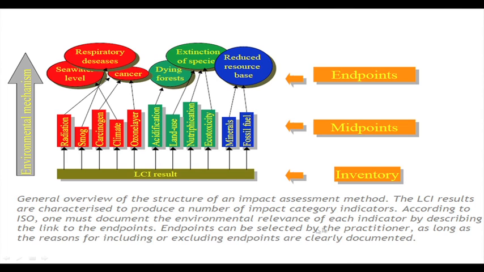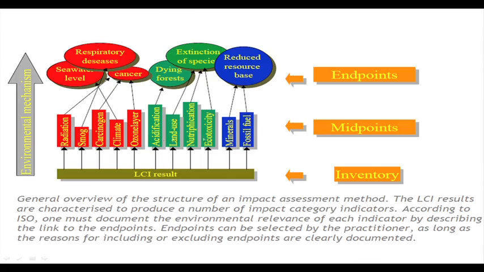LCA results characterize or produce a number of category indicators, and according to ISO, one must document the relevance of each indicator by describing the link to the endpoint. Endpoints can be selected by the practitioner, and the reasons for including or excluding endpoints are clearly documented. So you go from this LCA result, remember we talked about that long table of inputs and outputs of all the different unit processes, then you go to the midpoint, and from midpoint you go to the endpoint.